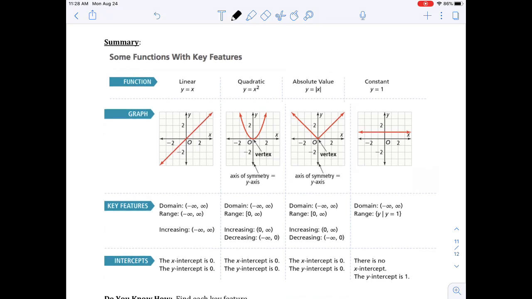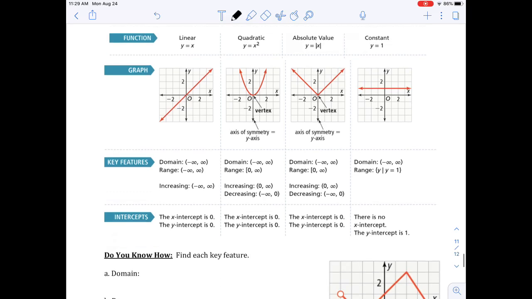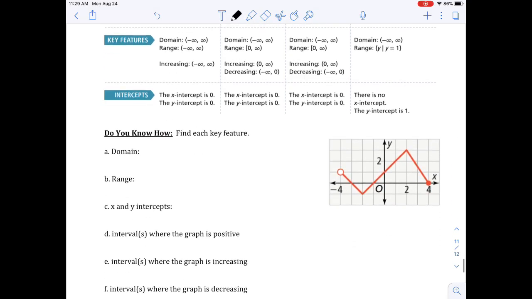On the last part here, we have a summary of some of the key features. And so this is a good place to look back in your notes for what we've talked about in this topic 1.1. We've learned a few new functions. These are called parent functions. We're going to talk a lot more about them. Some graphs of them, domain and range, where they're increasing, decreasing, and where they have x and y intercepts. And then I want you to stop here.